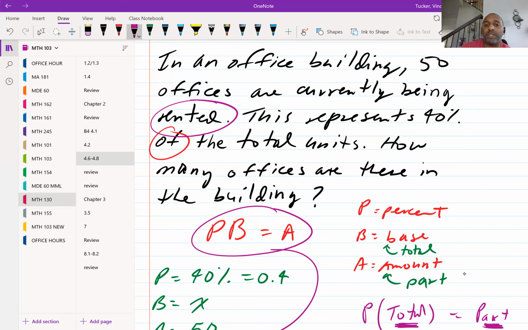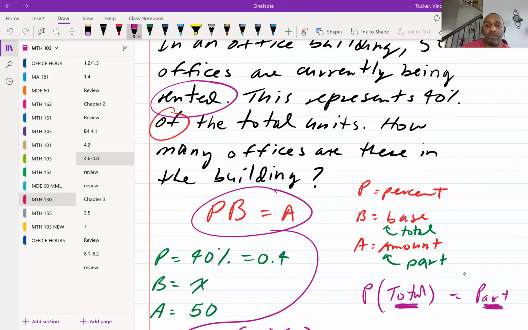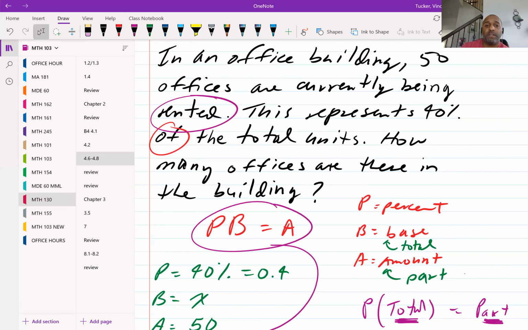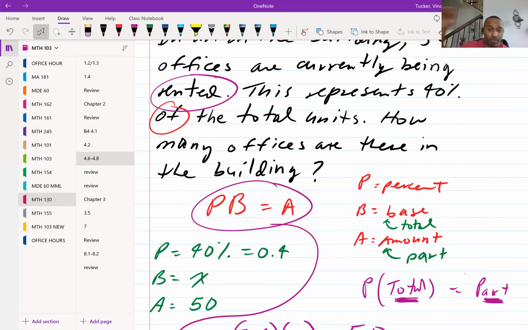But it says percentage of the total units. So the total units is what we don't know. It says how many offices are there in the building. We don't know that. So that's going to be X. B is going to be X. And then the amount rented is 50. So 50 out of the total number of units in the building is rented.